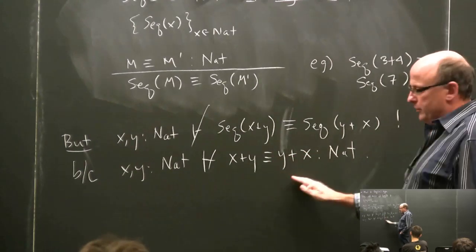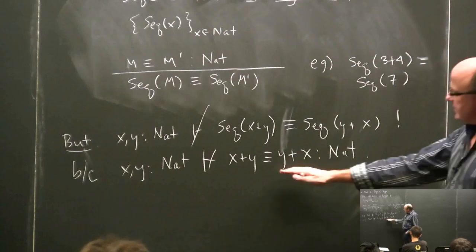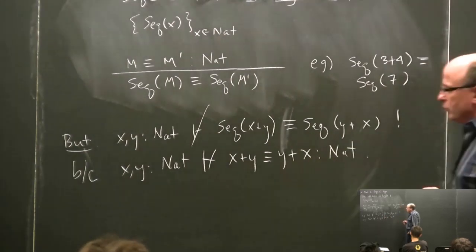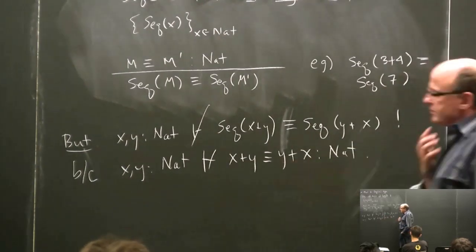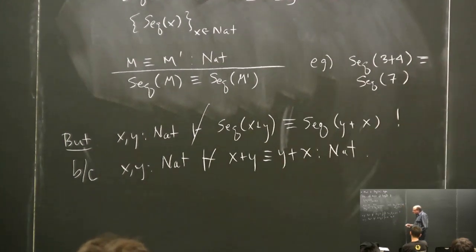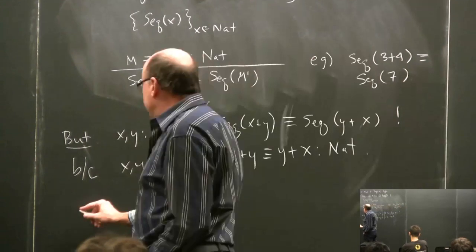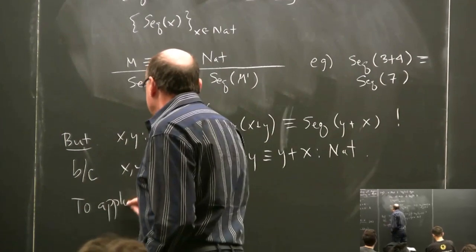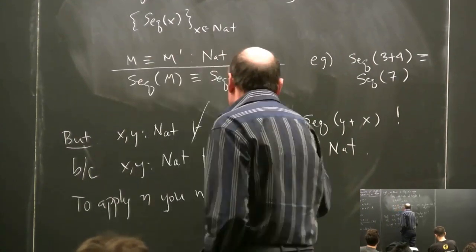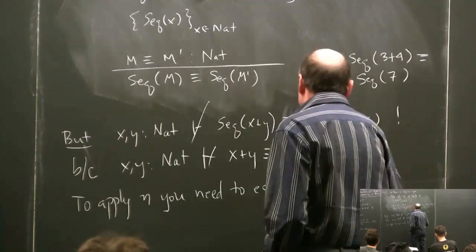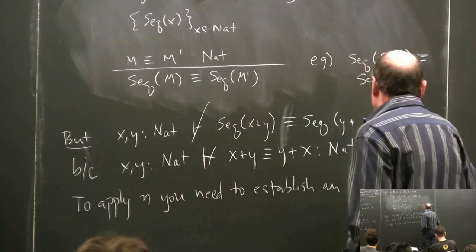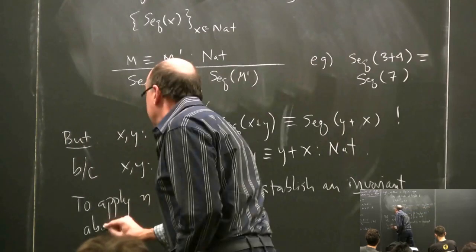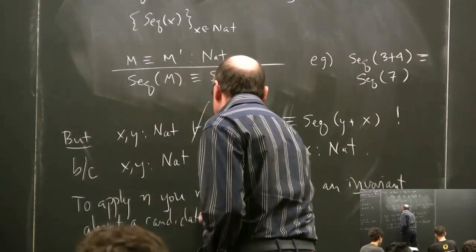I wrote them p and q when we discussed last time. And you might say, well, this function on 0 behaves the way that 0 does, and it commutes with the successor in the way the eta rule requires, so therefore it should be that this is equal to that definitionally. And the answer to that is sort of no, because what I would like you to think about is, to apply eta, you need to establish an invariant about a candidate function. We'll think about a candidate mapping, candidate M.